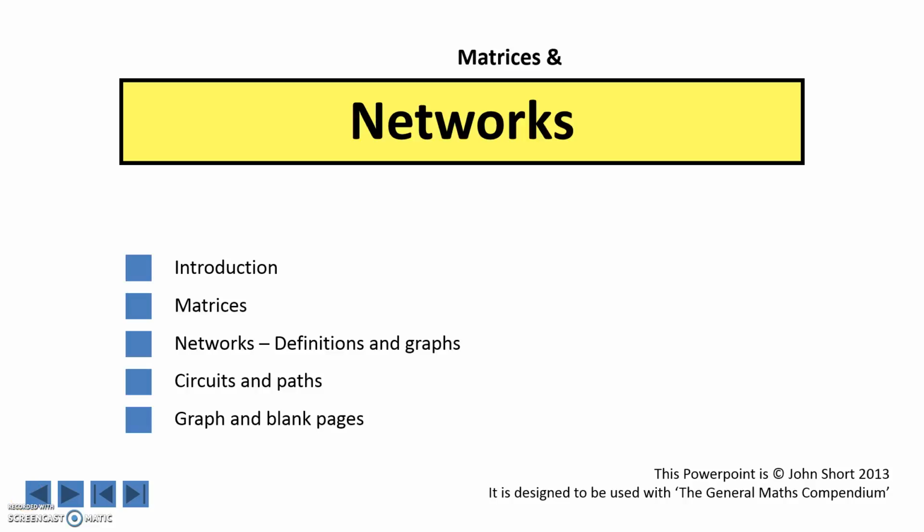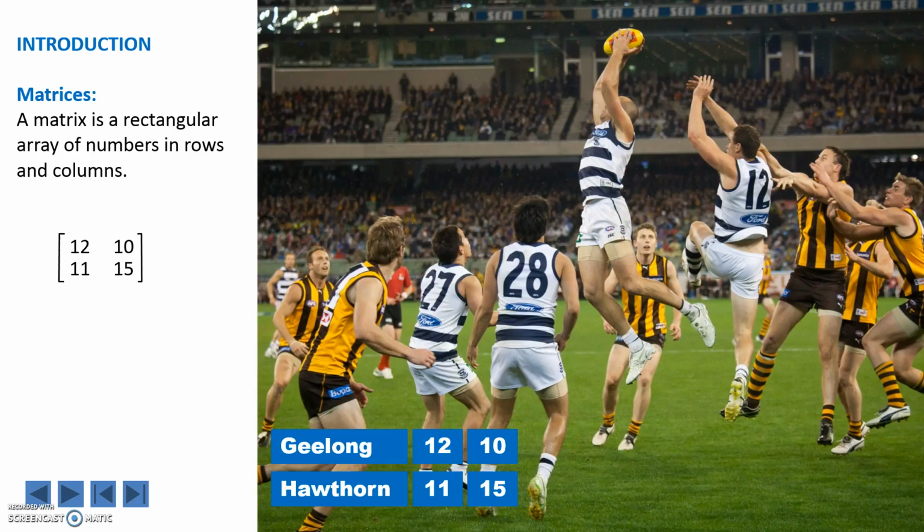In this unit, we are looking at matrices and networks, and then after that, we'll look at some circuits and paths. Just as an introduction, a matrix is a regular arrangement of numbers in rows and columns. So we've got our rows here, and then our columns go up and down the page.